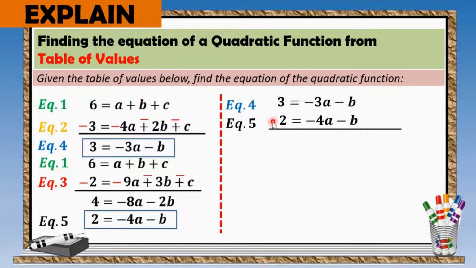So, subtract equation 5 from equation 4. So, change all the sign in each term. So, we have minus 2 equals positive 4A plus B. So, as you can see, negative B plus B is already 0. Then, negative 3A plus 4A is A. Then, 3 minus 2 is 1. So, we have already the value of A, which is 1.